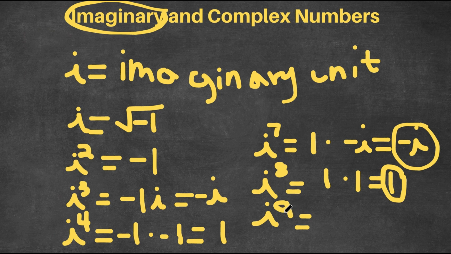So for now, to solve for i to the power of 9, we're going to do i to the power 4 times i to the power 4 times i. And i to the power 4 is 1, times i to the power 4 is 1, times i. And this is simply equal to i. So i to the power of 9 is i.